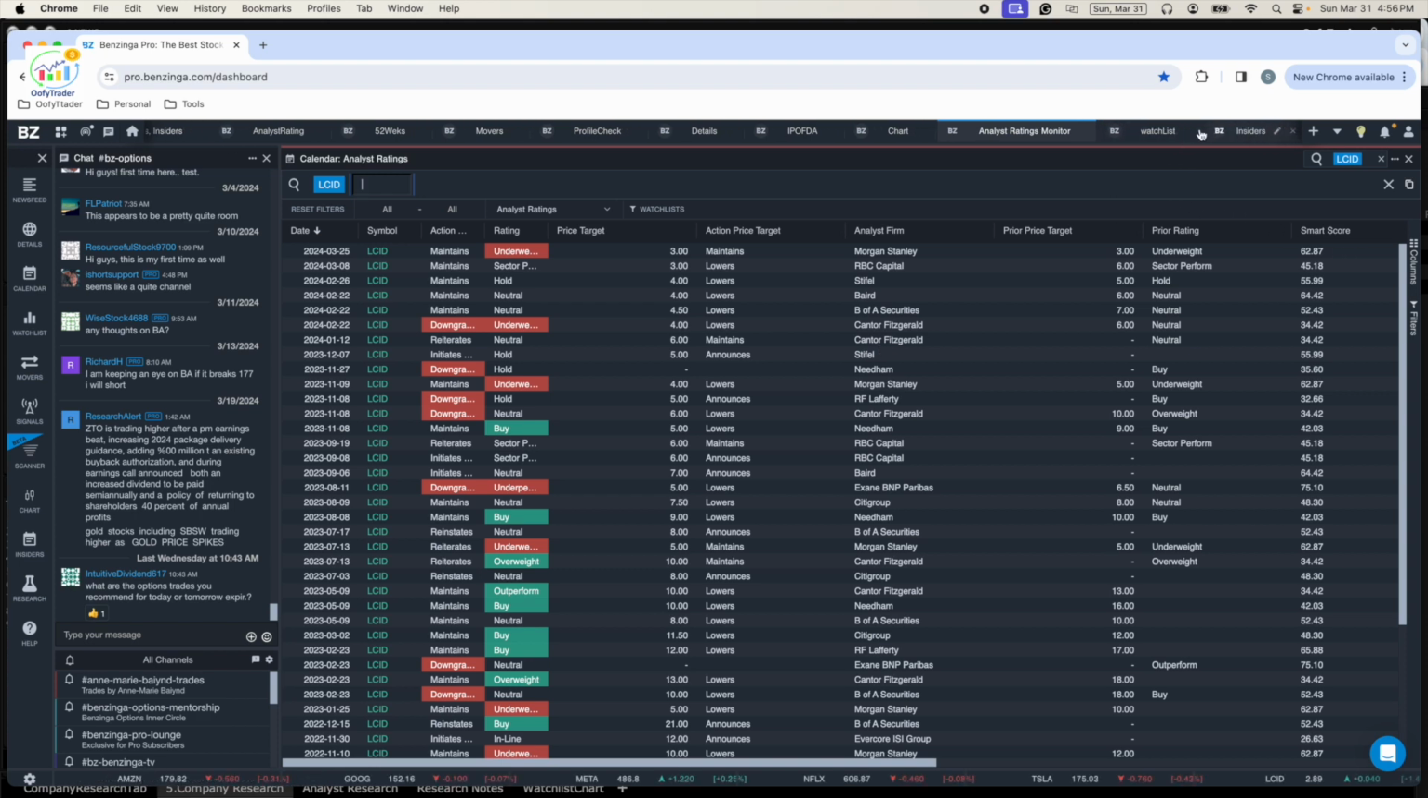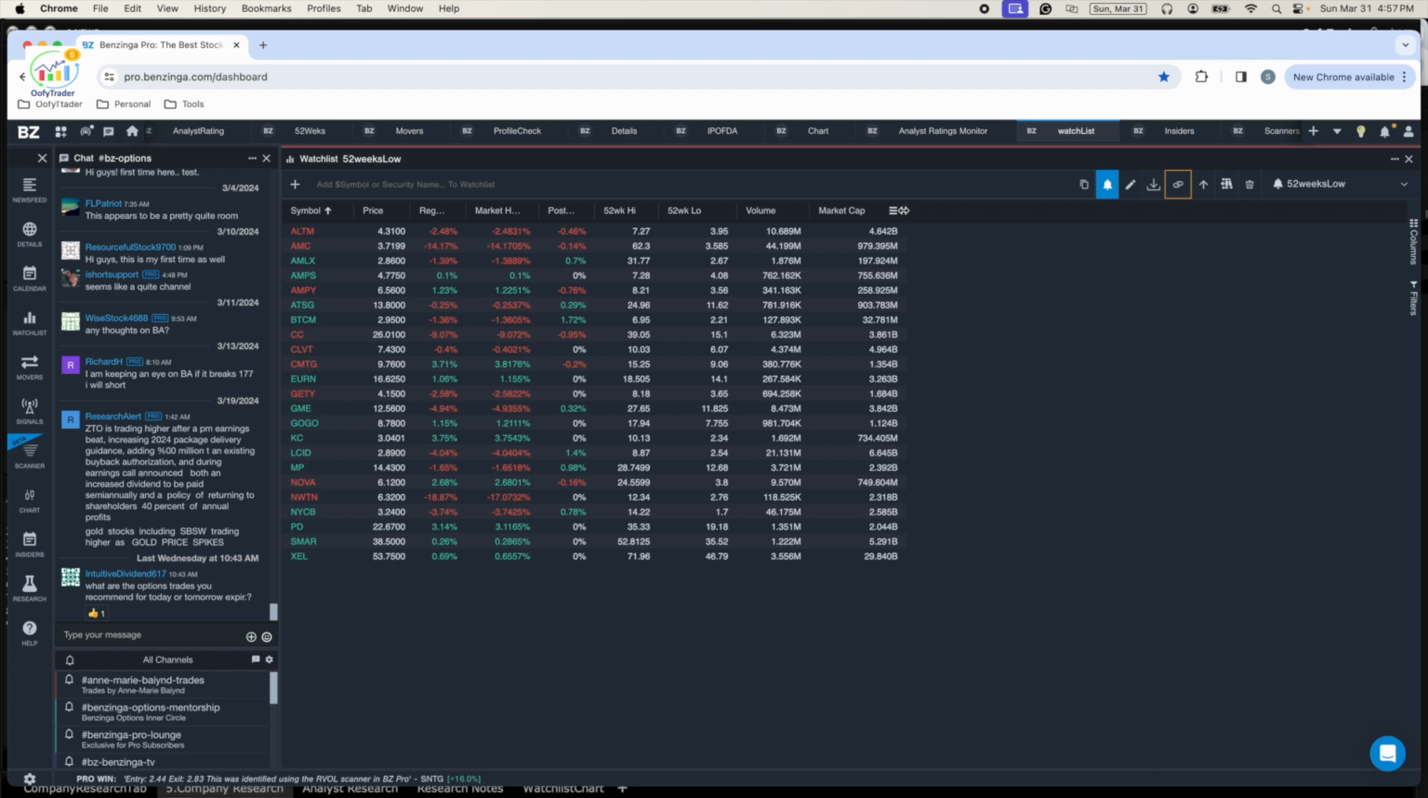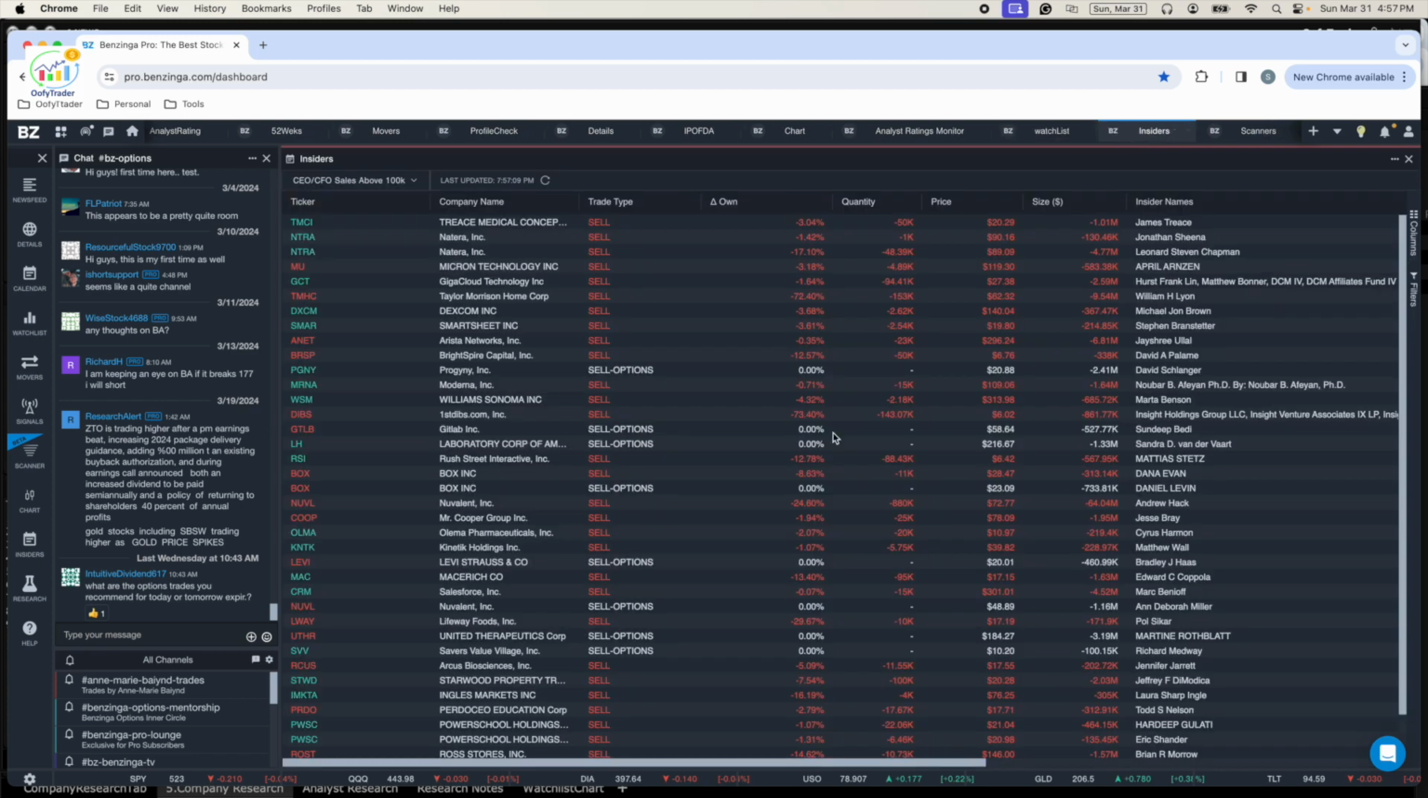And then I also maintain my watch list like this. Market cap is the one I always look at, along with volume and the 52-week low and high. These are the important things I include. Beyond that, I also look at insiders. This tab is very, very informative.